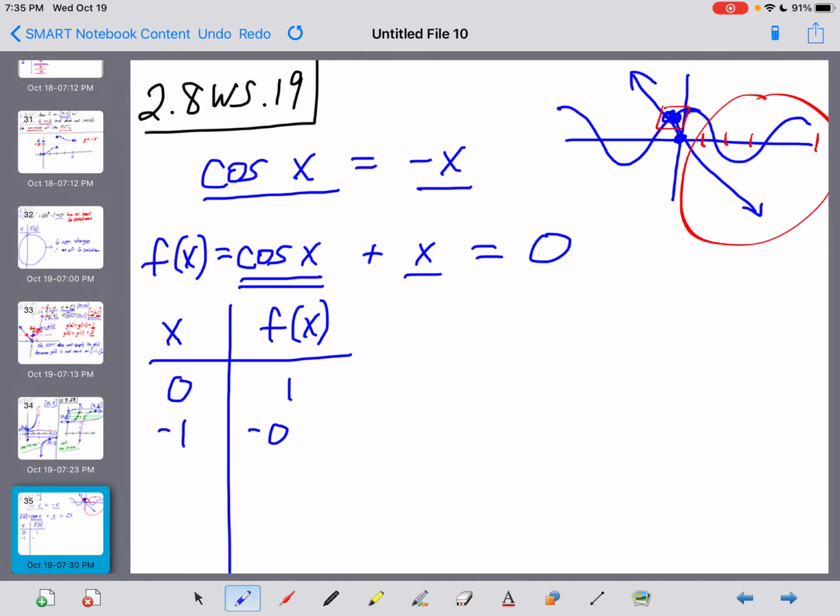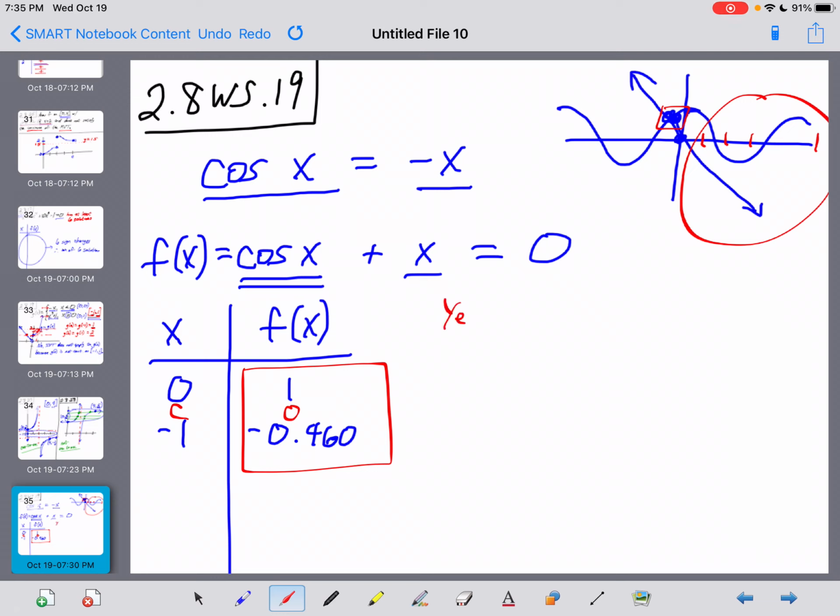So negative 0.460, and sure enough, everybody, right here, your y value cannot jump from positive 1 to negative anything without equaling 0 at some c value in between 0 and negative 1. So I'm looking at what I was asking you guys to do on this right here. It said make a table of values showing a sign change between two consecutive integers and then answer the question.